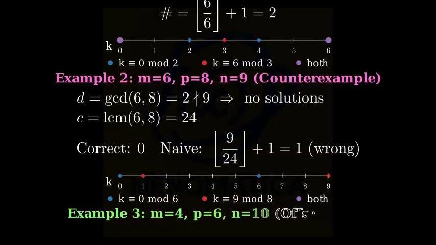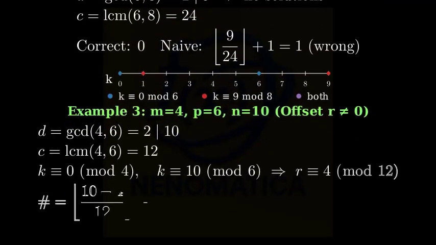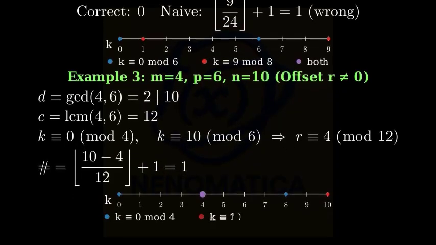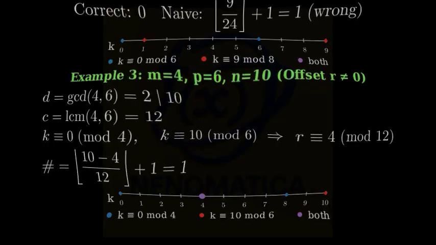Example 3, an offset case where r is not 0. Let m equal 4, p equal 6, and n equal 10. We have d equals 2, which divides 10, and c equals 12. Solve k congruent 0 modulo 4, and k congruent 10 modulo 6, which is k congruent 4 modulo 6. The unique residue modulo 12 is r equals 4. Since r is at most n, the count is floor of (10 minus 4) over 12, plus 1, which is 1. So only k equals 4 works.